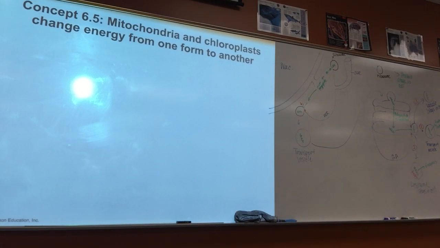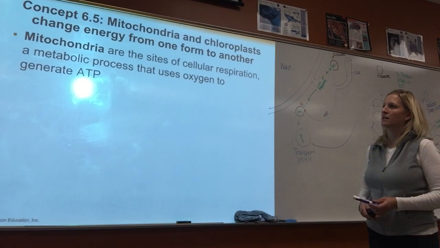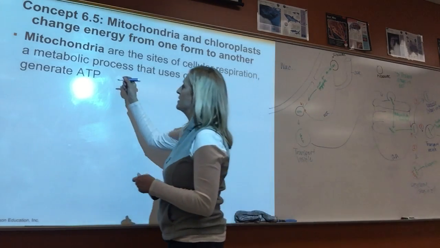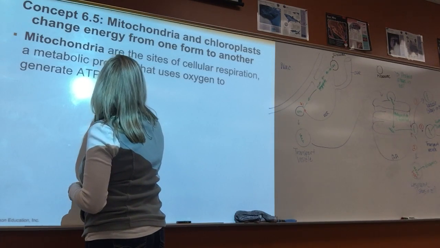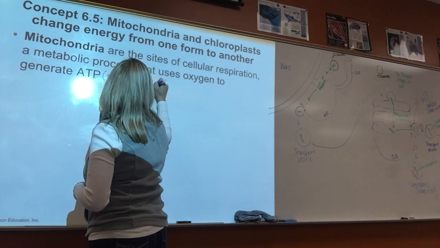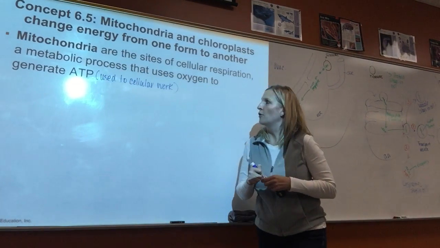And so we're going to talk about some theories about why they have DNA and the other organelles do not. So mitochondria, the site of cellular respiration, uses oxygen to generate ATP. And this ATP is used to do cellular work. So this is the energy source for the cell.